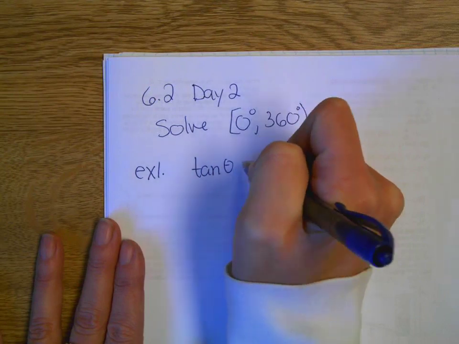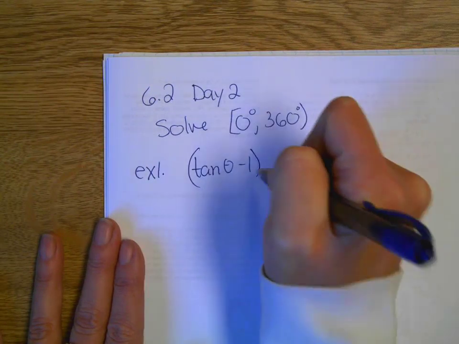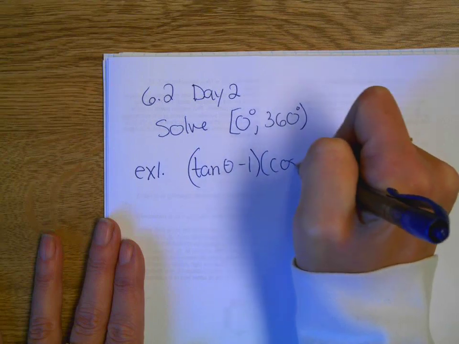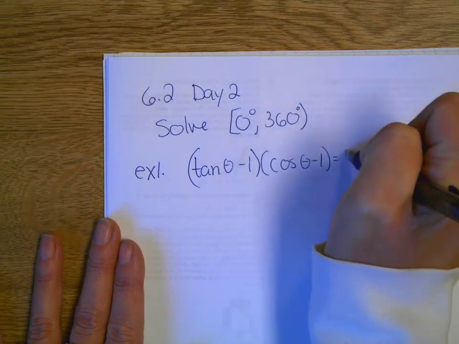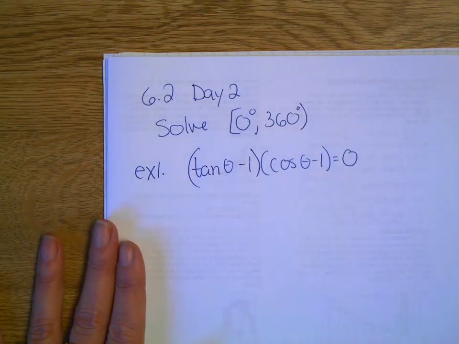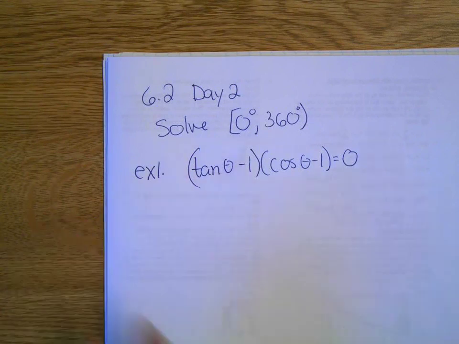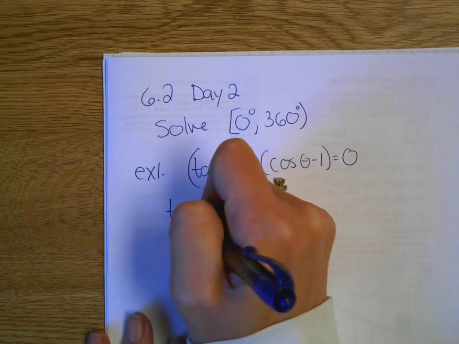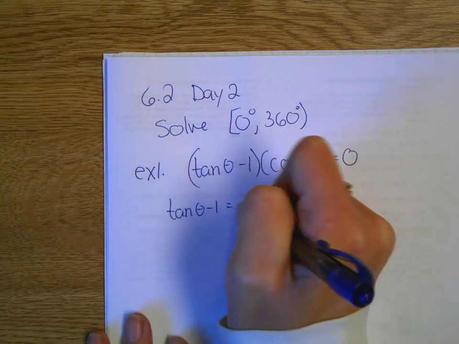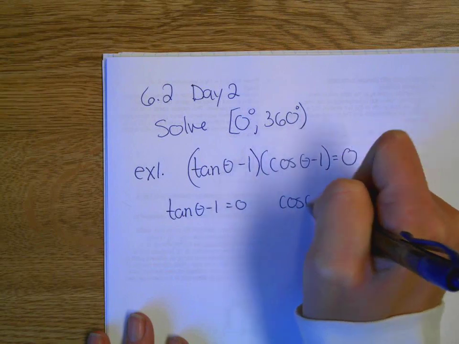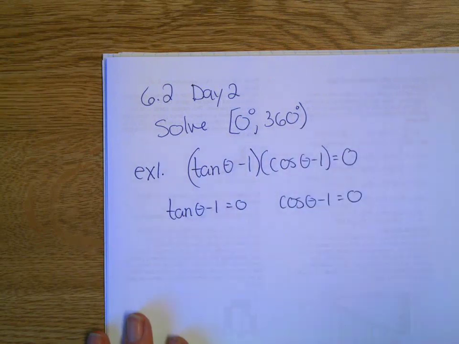Tangent theta minus 1 multiplied by cosine theta minus 1. See, what's hard about these is there's so many different solving techniques. It's all the different solving techniques from algebra that are all mixed into one. It's like, ooh, what technique am I using? Yeah, it's already set up. Thing 1 times thing 2 equals 0. It's already been factored for you. So we go to Dr. Seuss. Thing 1 equals 0, thing 2 equals 0. So tangent theta minus 1 equals 0, and then cosine theta minus 1 equals 0.